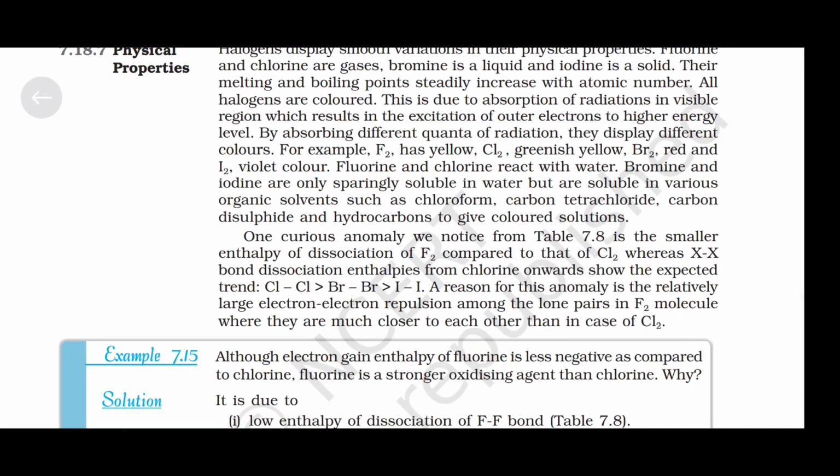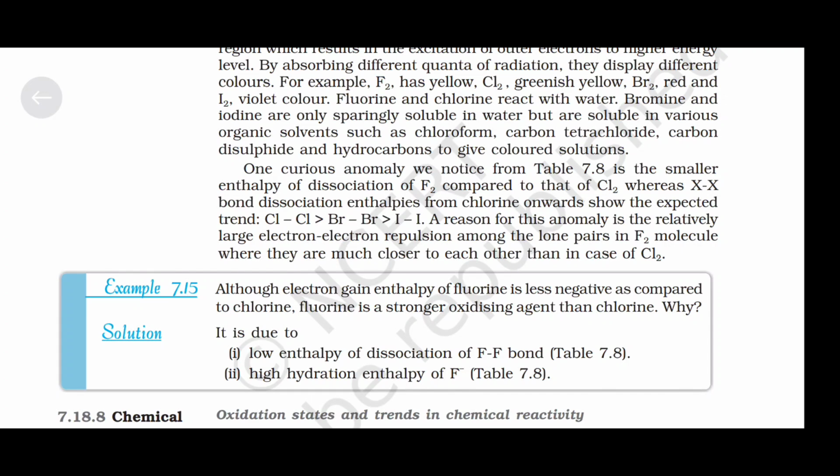Fluorine and chlorine react with water. Bromine and iodine are only sparingly soluble in water but are soluble in various organic solvents such as chloroform, carbon tetrachloride, carbon disulfide, and hydrocarbons to give colored solution. One curious anomaly we notice from table 7.8 is the smaller enthalpy of dissociation of F2 compared to that of Cl2, whereas X-X bond dissociation enthalpy from chlorine onwards shows the expected trend.